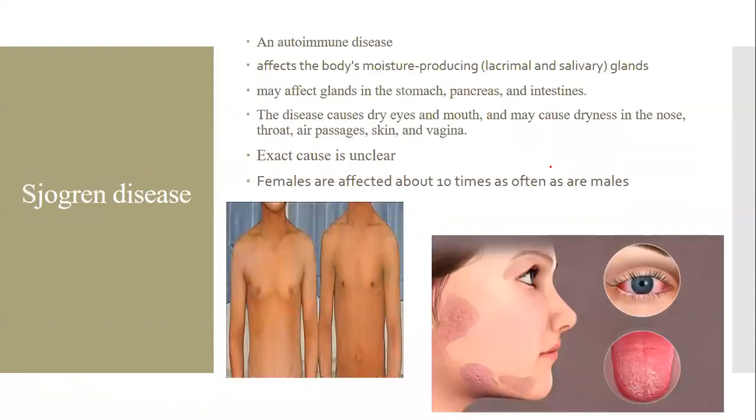Our next option was Sjogren's syndrome or Sjogren's disease. It is also an autoimmune disease. Mainly it affects our body's moisture producing glands, especially tear glands, otherwise called lacrimal glands, then salivary glands. We know that salivary glands produce saliva, and lacrimal glands produce tears. It can also affect glands in the stomach, pancreas, and intestine. The disease causes dry eyes and mouth. So the main features of this disease will be dryness in the eyes as well as in the mouth.